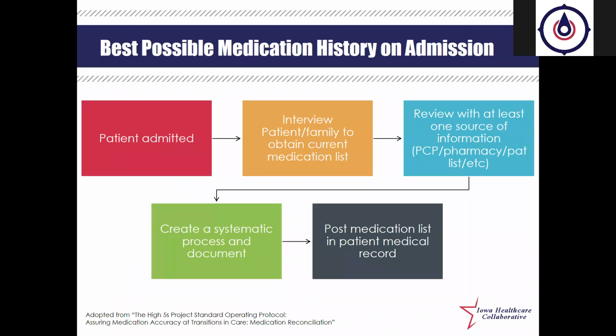So, best possible medication history on admission. This is where the patient comes in, you interview the patient or family to obtain their current med list. It is then reviewed with at least one source, such as their primary care provider, their pharmacy, or if a patient has a list that they carry with them. And then you create a systematic process and document. Again, documentation is key. And then lastly, post the medication list in the patient medical record. So that is the best possible medication history on admission that we think through.